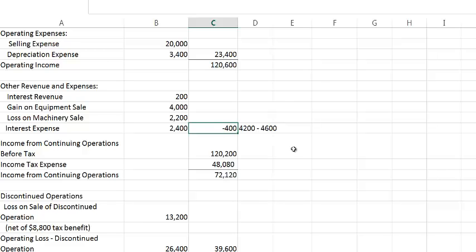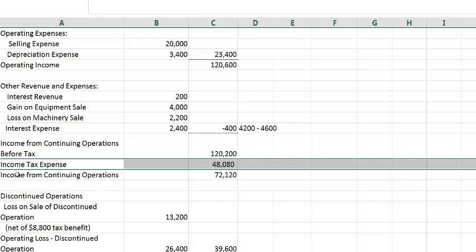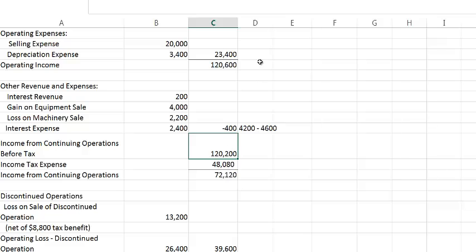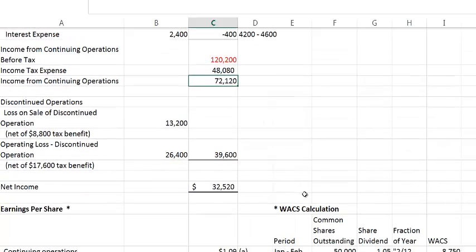So when we add the loss to the income, we're going to get income from continuing operations, and that's before tax, of 120,200. So here's where your tax rates come in, because we said that your income tax expense is calculated based on a 40% tax rate. If I go here, notice I've taken what's in this cell, which is C20, and I'm going to multiply it by 40%. So I've got the formula up here, 40% times C20, and that's going to give me $48,080 that I'm going to deduct from my income from continuing operations before tax in order to get my income from continuing operations after tax, of $72,120. Now, that's the first section of my income statement.